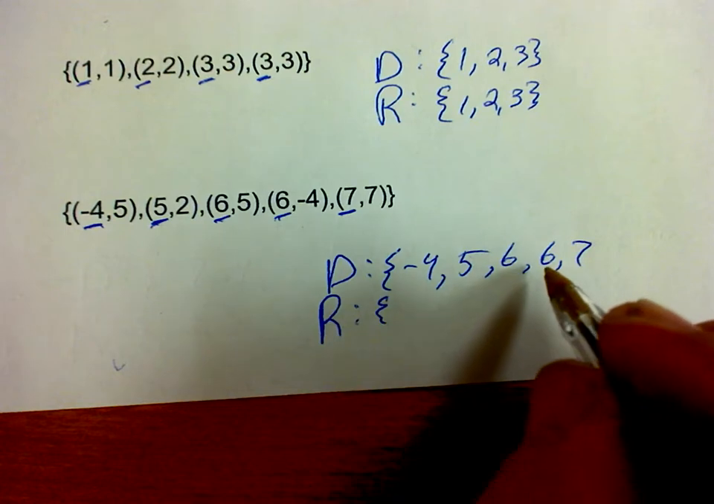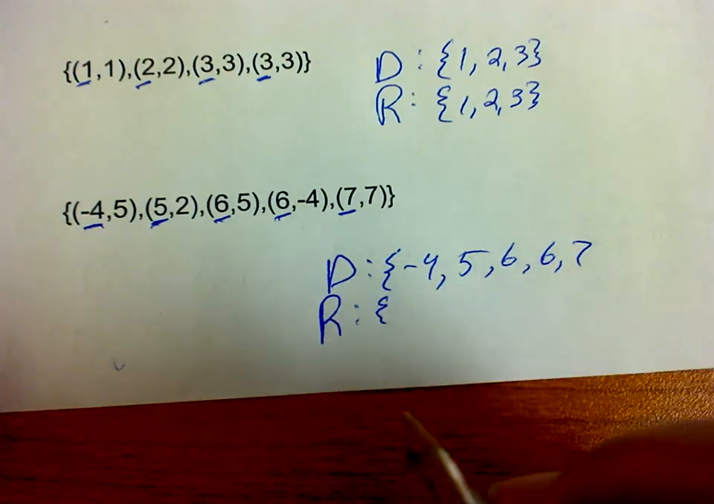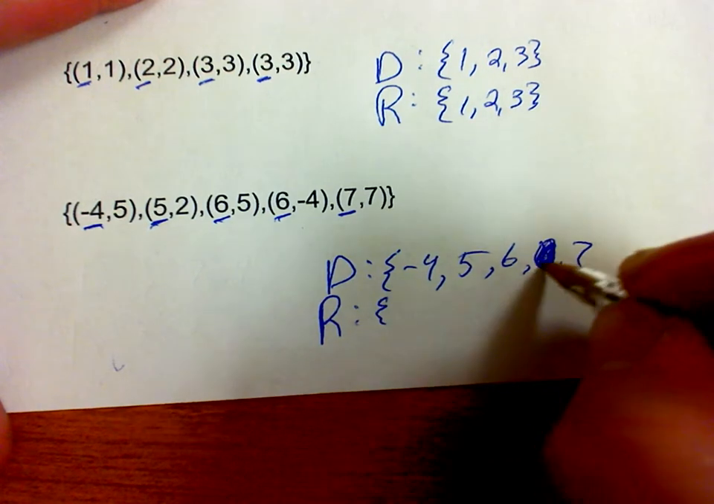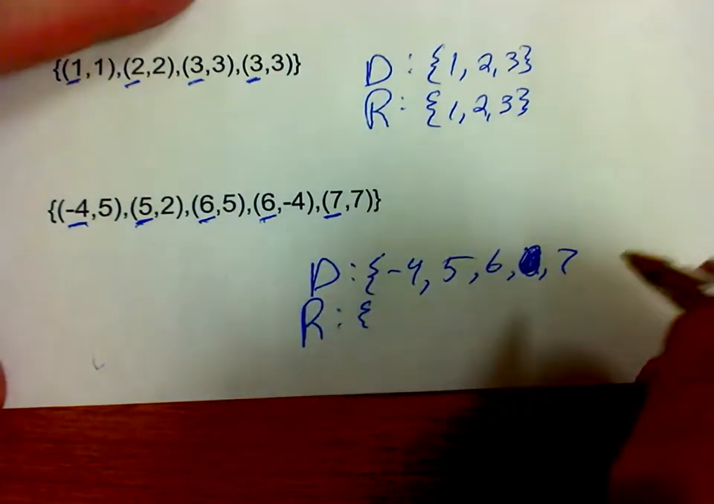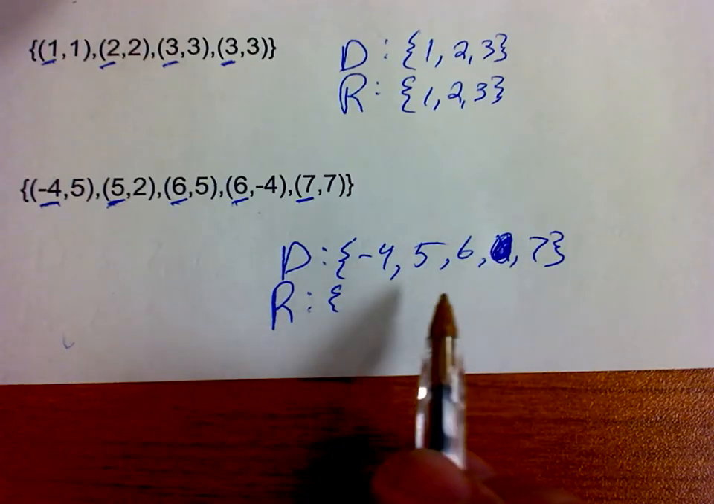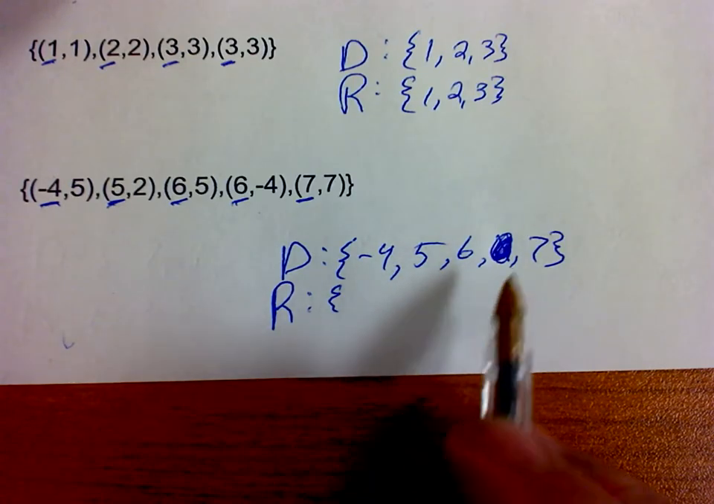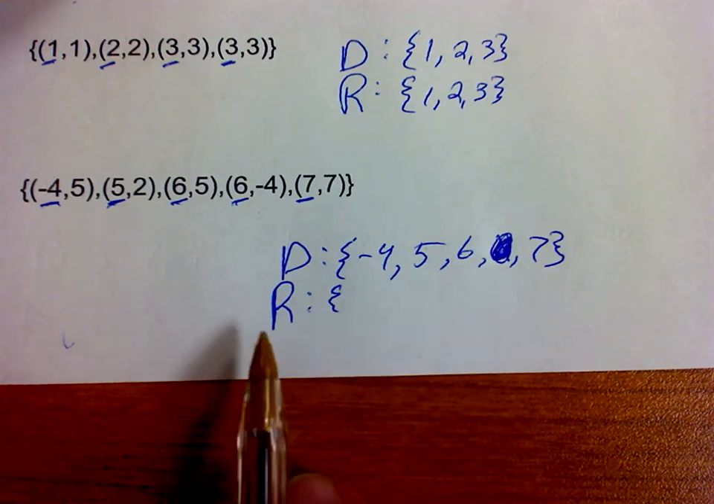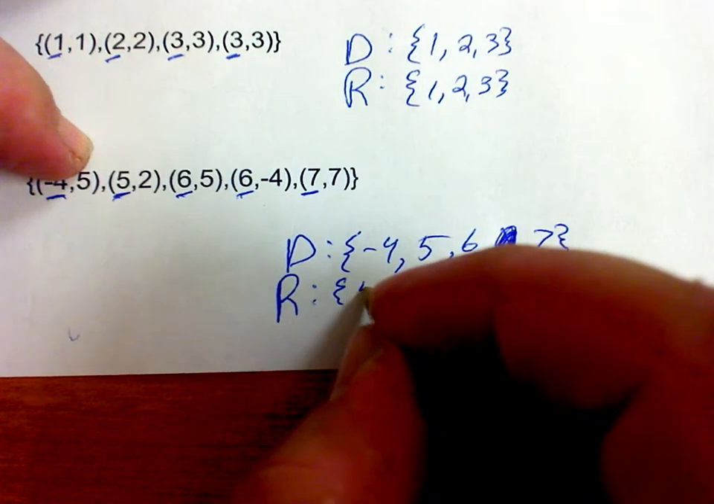Oh, what did Mr. Mummy do? He accidentally wrote 6 twice. Oh my God, he's got to redo the whole thing. Nah, just go ahead and cross it out. If you accidentally wrote 6 twice, just go ahead and cross it out. You don't have to rewrite everything, especially if you're like me and you write stuff with a pen. Just don't worry about it. Just go ahead and eliminate it like that. So let's go to the ranges now.